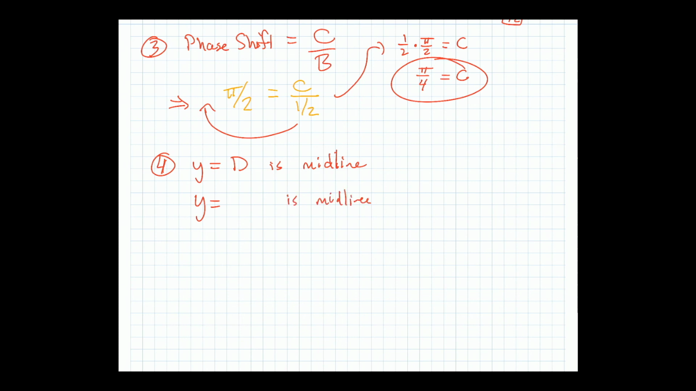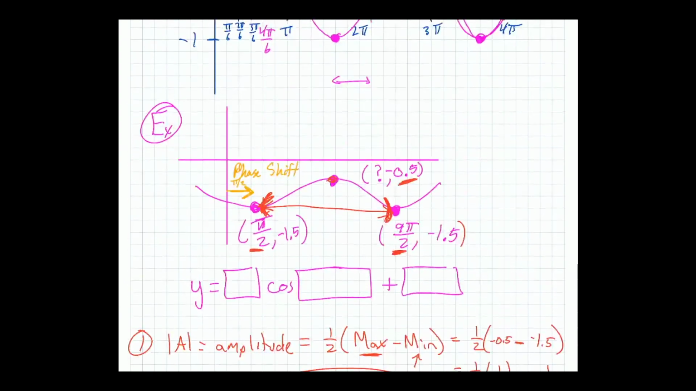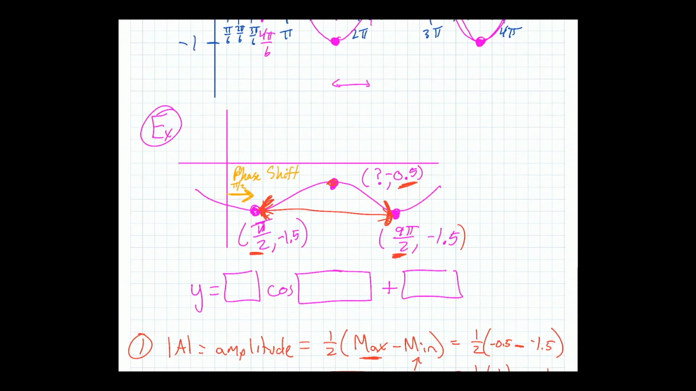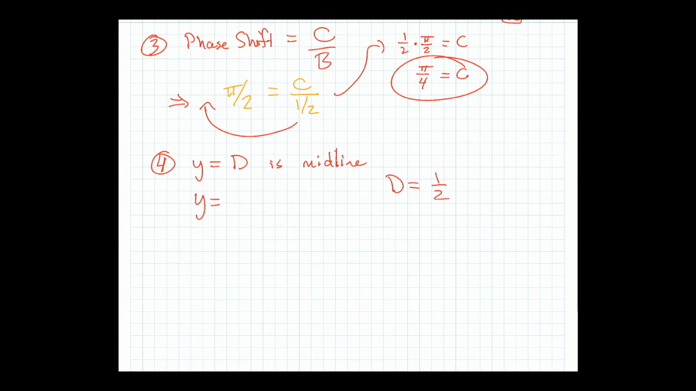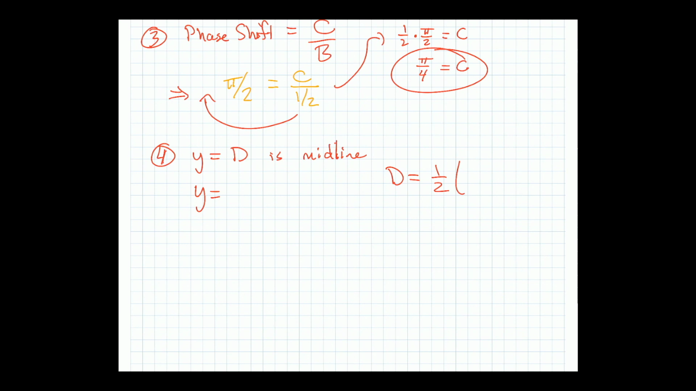And that should be easy to get from the graph. So the midline, there's a couple ways to do it. I'll do it this way. It's not as easy to see there because they didn't mark it, but I'll just write it this way. So basically the d is almost the same as the amplitude, except it's 1/2 the max plus the minimum.